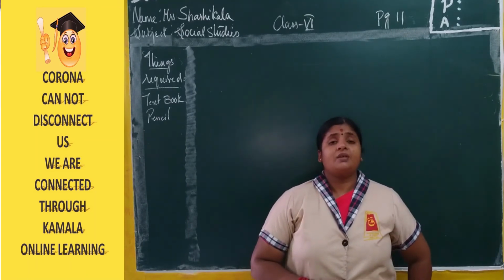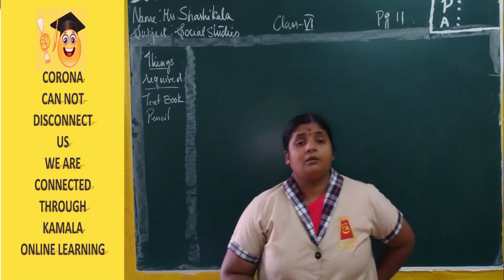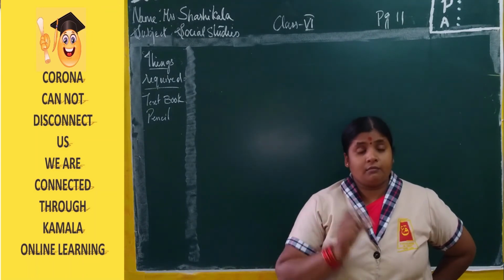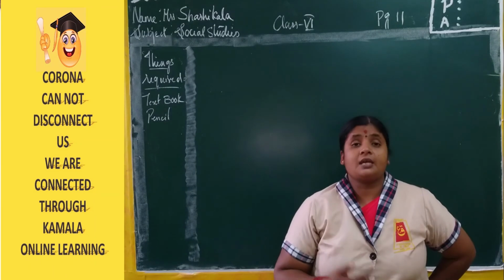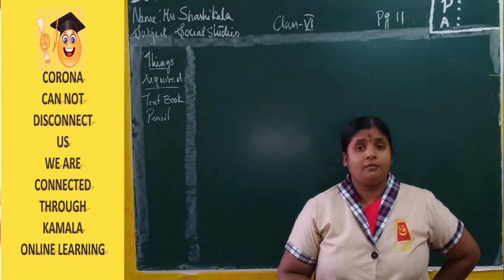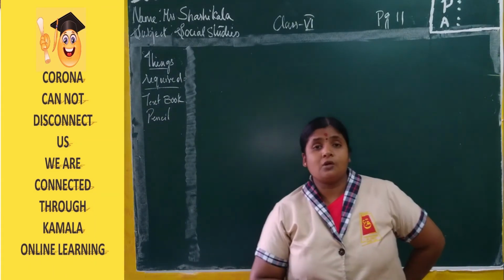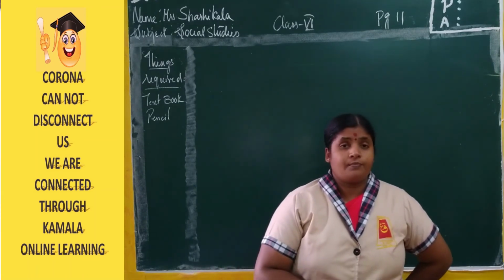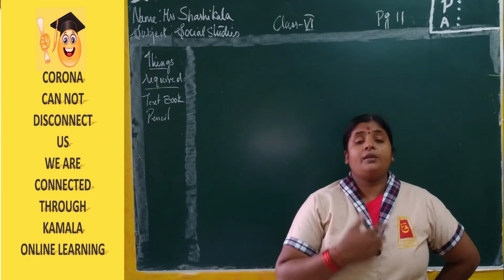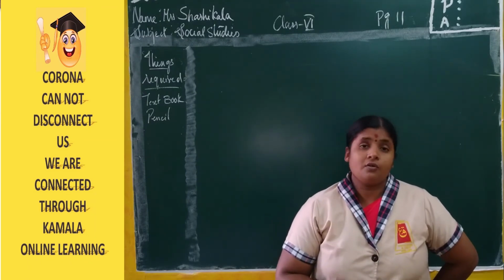Now, in the previous class, we discussed the globe and the shape of the globe, and how many continents and oceans we have. The smallest continent is Australia and the largest continent is Asia. Our India comes under the Asian continent.